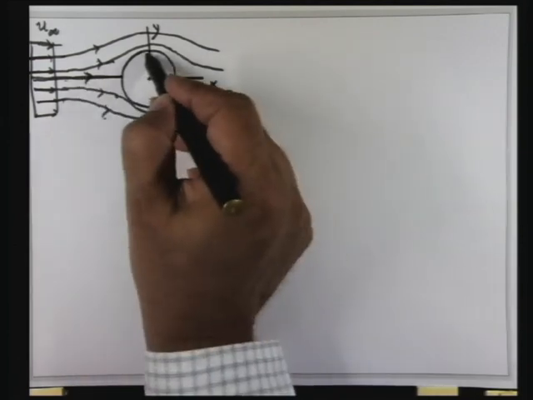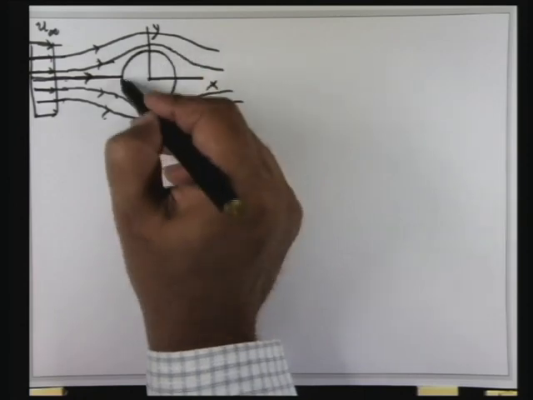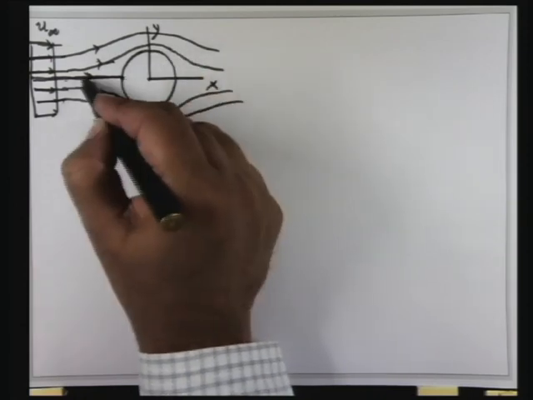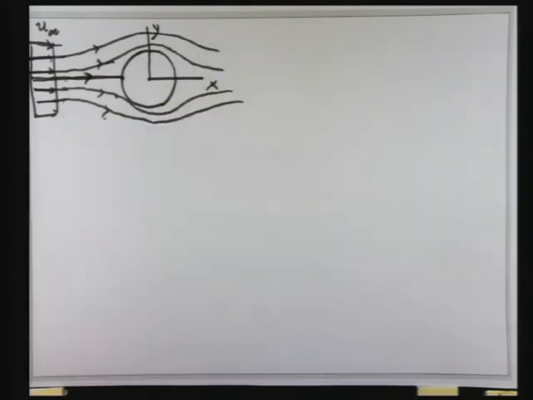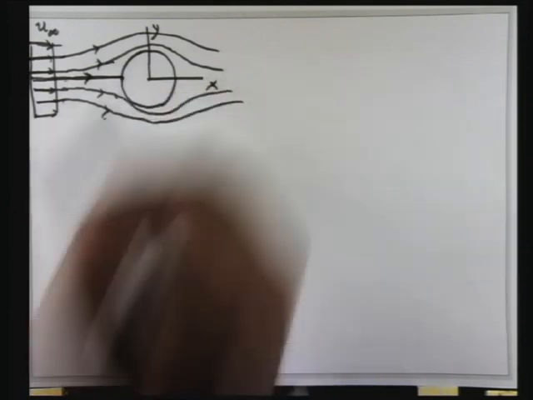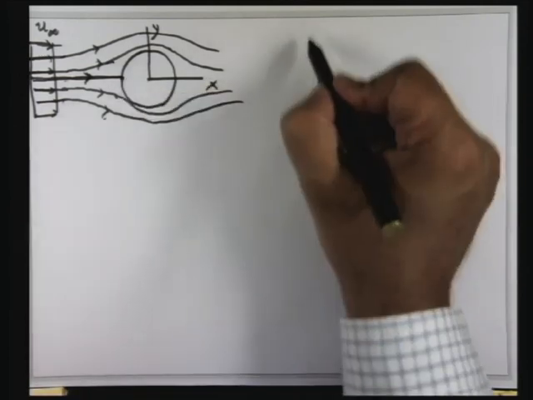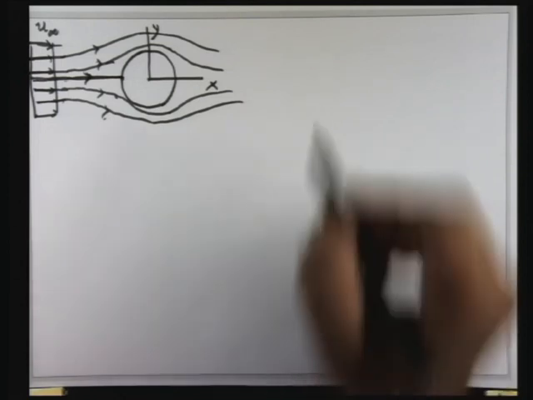Now this circle is also a streamline, and at this point this horizontal streamline and this circular streamline are intersecting. Now that can happen only if the velocity is 0 here. Now this concept of stagnation point is in the context of inviscid flow.